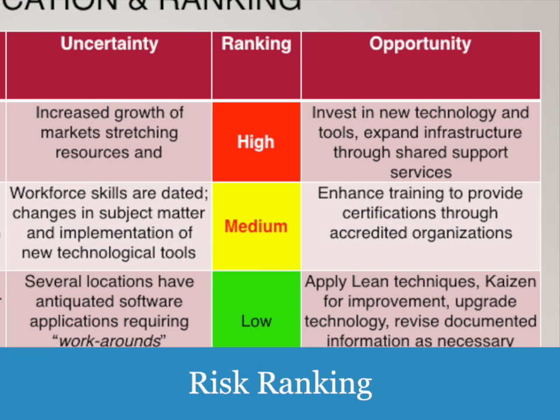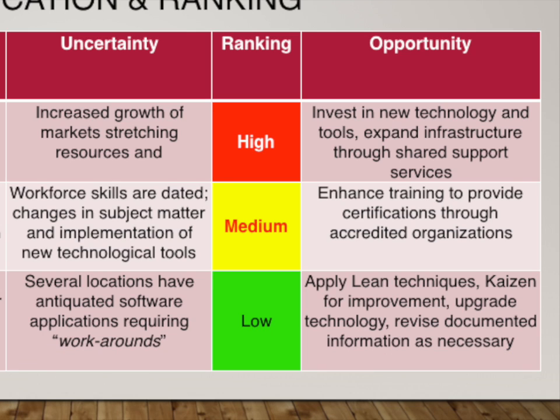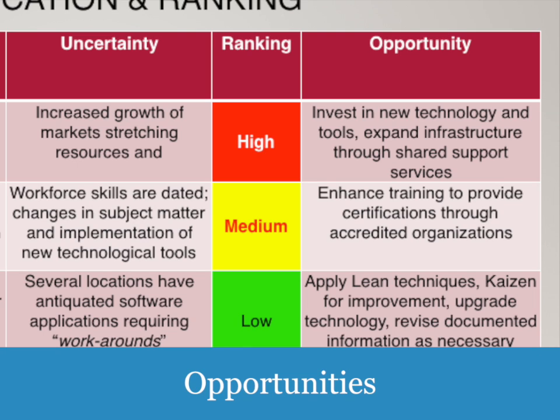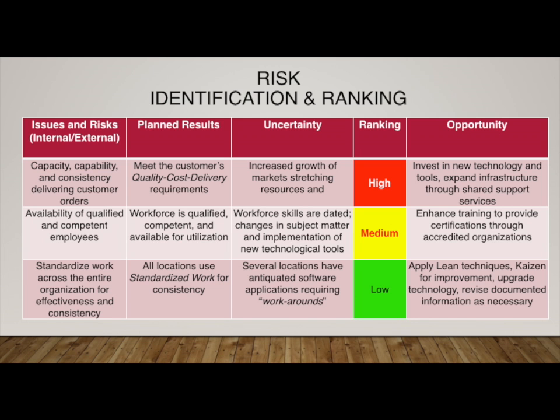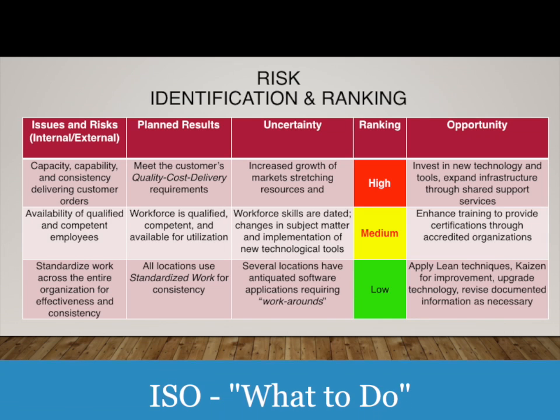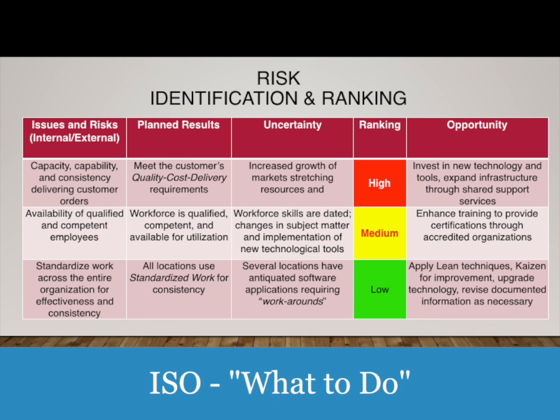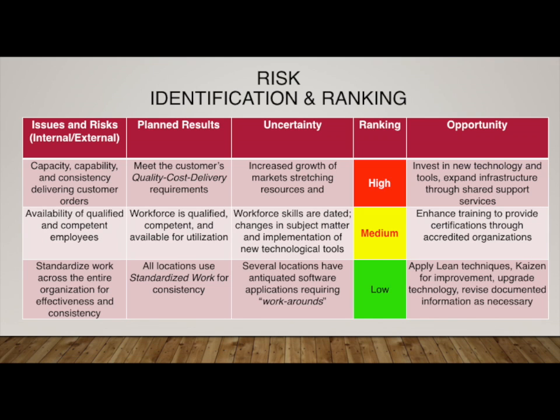Next, we rank the risk according to severity. However, some organizations will use probability and severity to rank their risks. The far right column identifies any potential opportunities that may come from the issues and risks. This is a very simple example. However, it could be used to fulfill the requirements. Remember, ISO tells us what to do, but it does not tell us how to do it. That decision is left up to the organization.